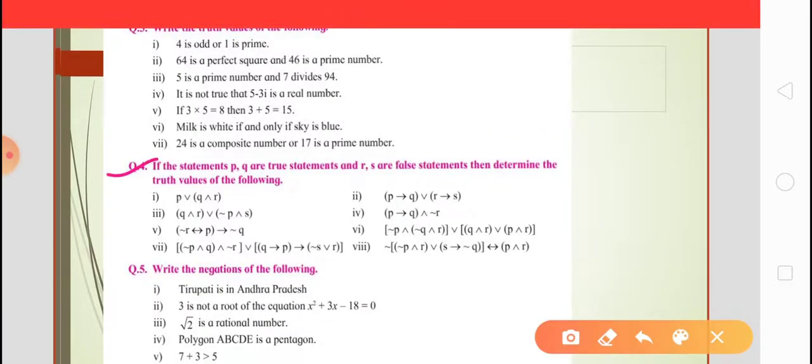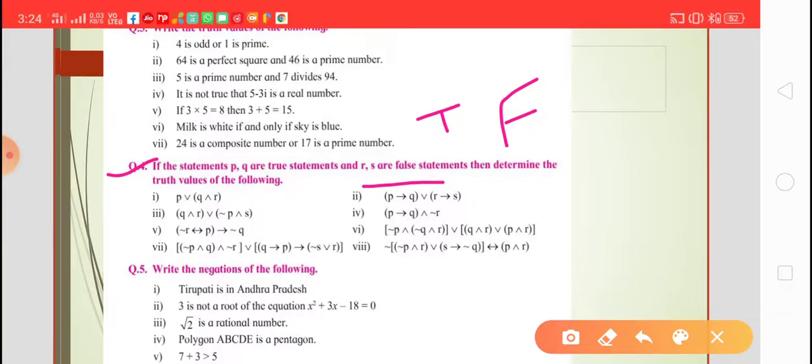Yes, question number 4. If the statements P, Q are true statements, and we know that for a true statement the truth value is capital T, it means for P and Q we replace T. And R and S are false statements, so for R and S we replace truth value capital F, and then determine the truth value for the following compound statement.